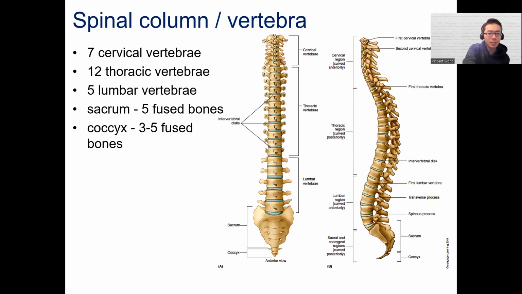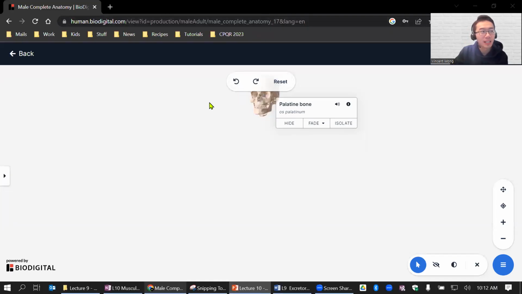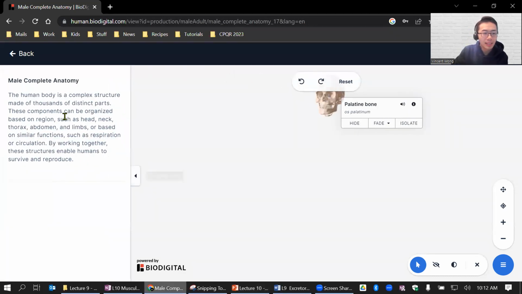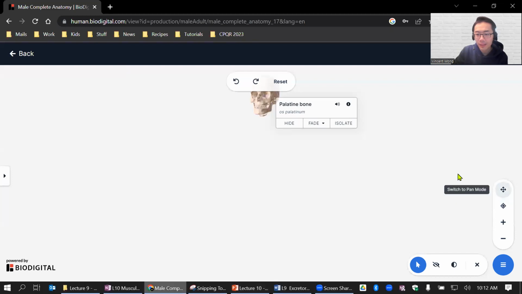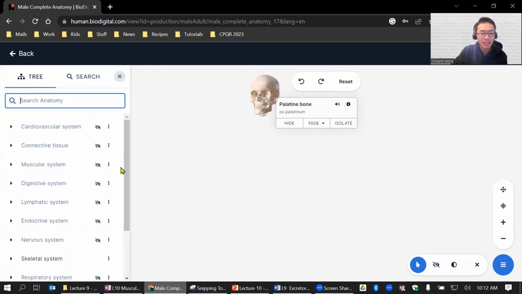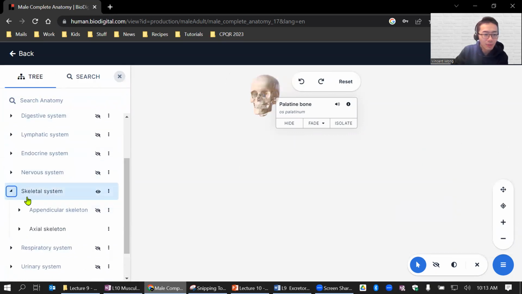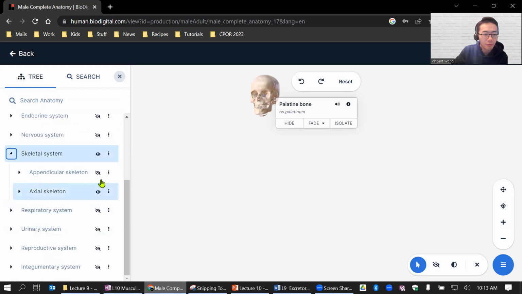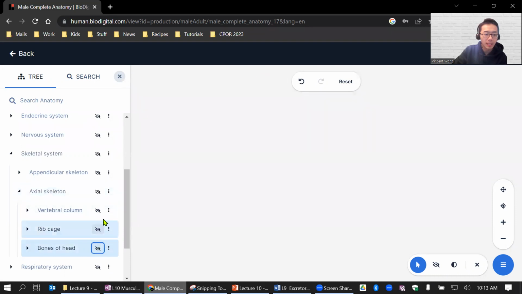Okay, down to the spinal cord now. Let me see if I can get the spinal cord to come out. This thing is good, but it's not super user friendly. So the vertebral column is part of the exoskeleton. Remember, exoskeleton includes the head, the rib cage, and the vertebral column. So let's take away the head and bring out the vertebral column. There we go.